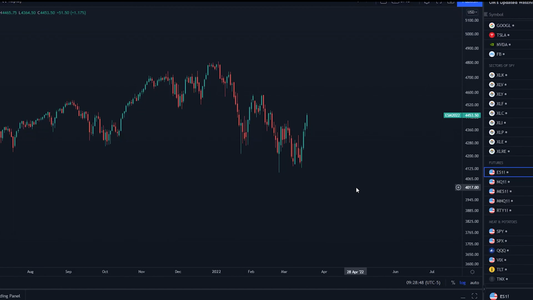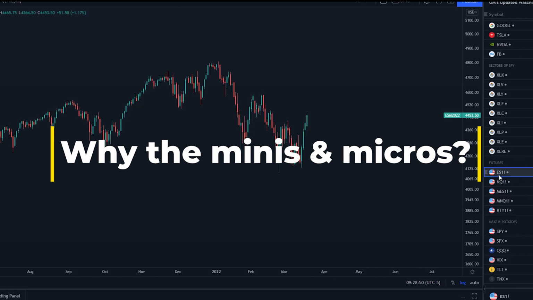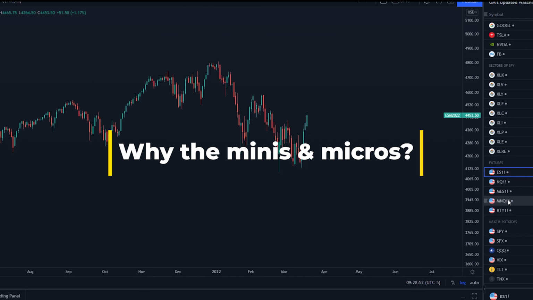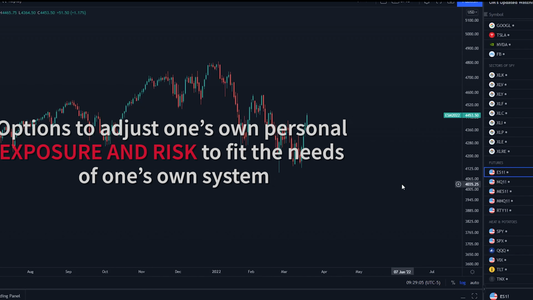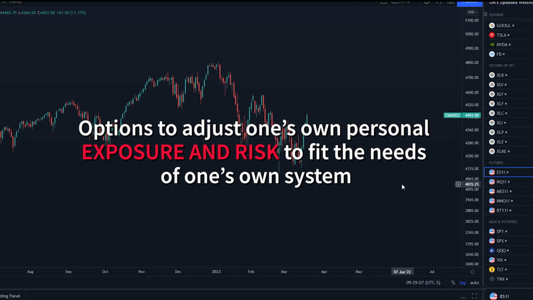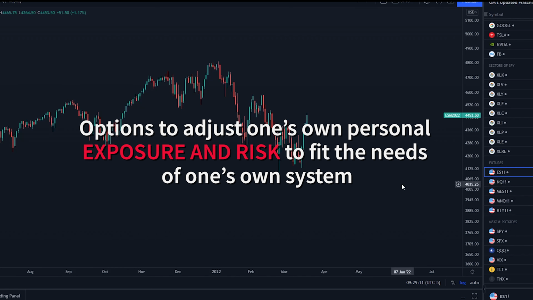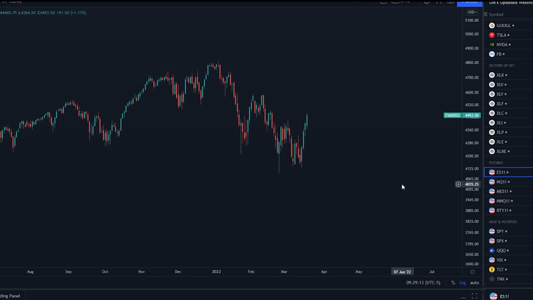So if you're new to futures, the first question you might ask is, why do I have both the S&P and NASDAQ minis with the S&P and NASDAQ micros? Well, when I am trading with my followers in the Discord, I want to give them options to both increase and decrease their exposure and risk depending on their account details and their personal risk profile. And that's exactly what they do. However, let's go ahead and get into it.